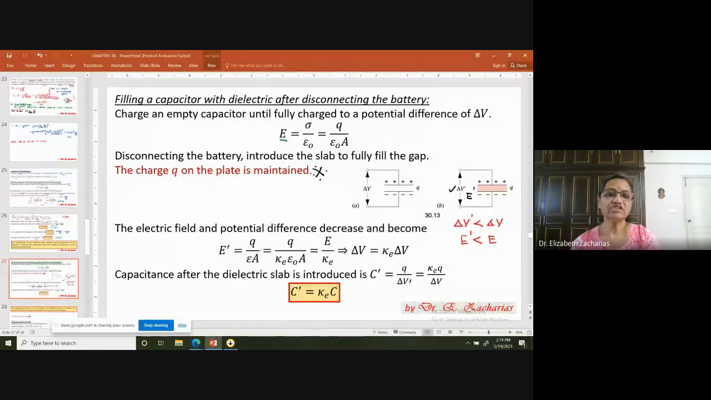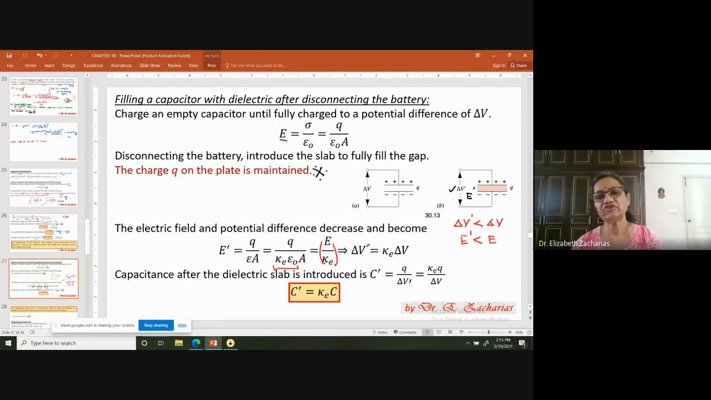So let us try to get the expression for the new field. New field is Q by epsilon A, not epsilon naught A, it is epsilon A. Epsilon is kappa E into epsilon naught. Therefore, you are able to see that it is E by kappa E. That means the electric field reduced by a factor kappa E. It is not multiplying, it is dividing by kappa E. Electric field fell, which means potential difference also falls. Here I should put a prime. So delta V prime equal to delta V by kappa E.